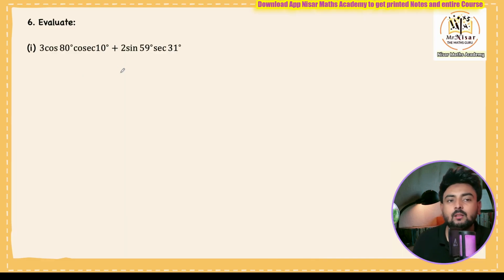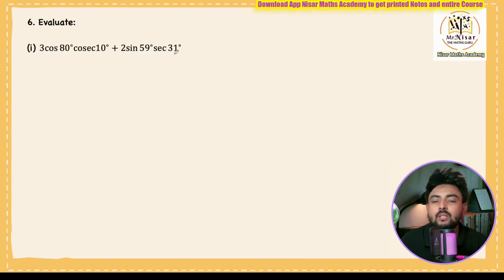Yeah, so the next question we have, children, is 3 cos 80 into cosec 10 plus 2 sin 59 into sec 31. You have to find this value. Okay, now children, see here there are two ways to solve this question. Either you can convert cosec first, as cosec is reciprocal of sine, so you can write it in sine, and then apply complementary. Or you can take the complementary of any one of these angles, either for cos or cosec. Now for example, if I take the complementary for cosec.